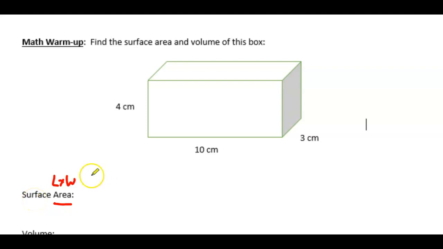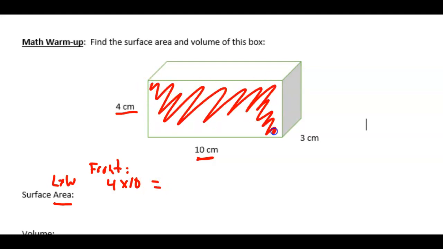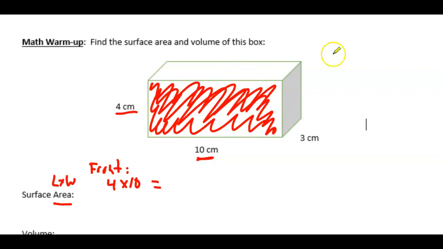Okay, so if I want to find the surface area of the front of the box, the length would be 10 across, and the width here would be 4. So it'd be 4 times 10 will give me the surface area of the front. Okay, so that's going to be this area here that I've got colored in red. Now the back of the box over here is going to be the same size. So for the back, I'm going to have another 4 times 10.